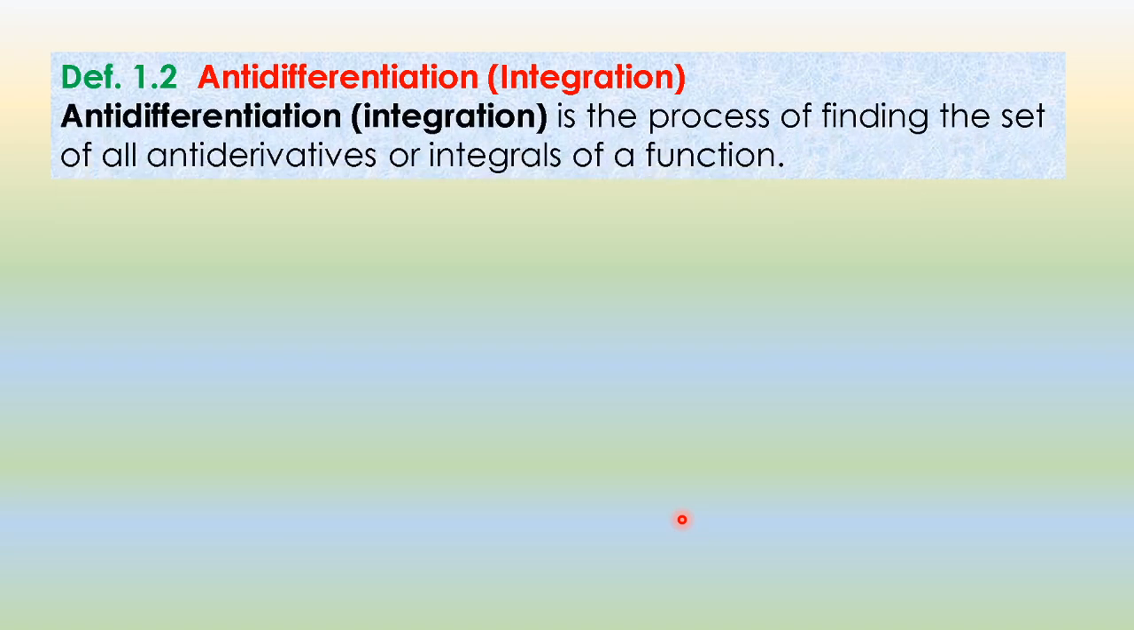From the definition of antiderivative and the theorem that was presented together with the examples discussed, we have the following process called anti-differentiation or integration. What is anti-differentiation or integration? It is the process of finding the set of all antiderivatives or integrals of a function.